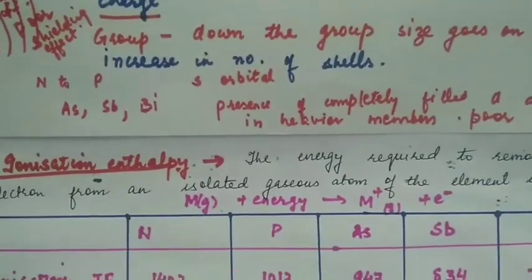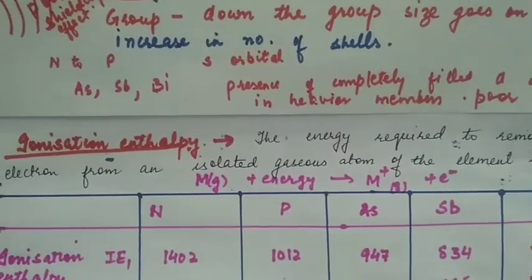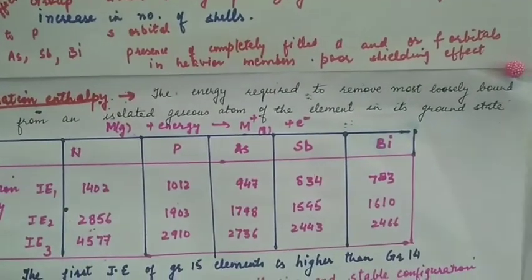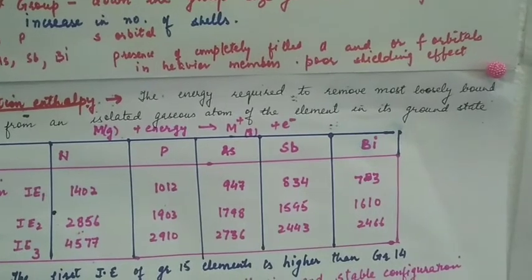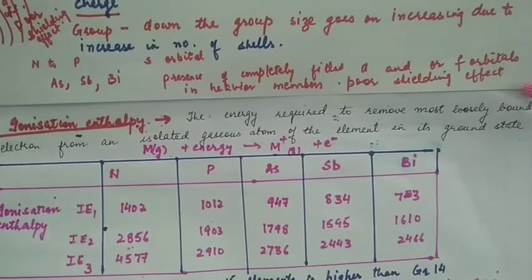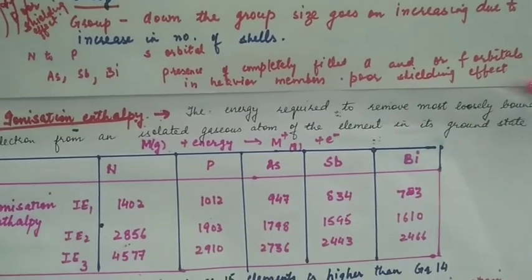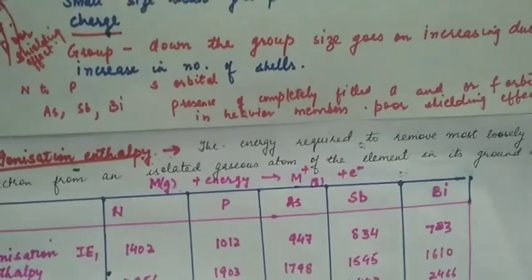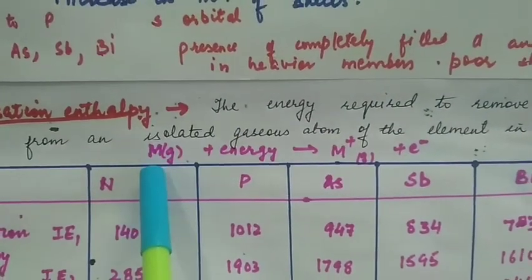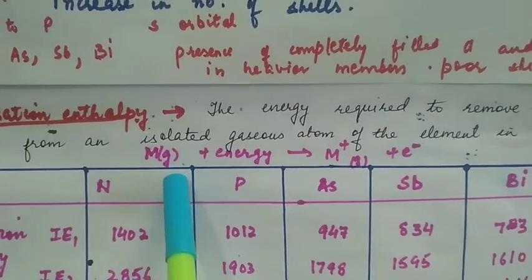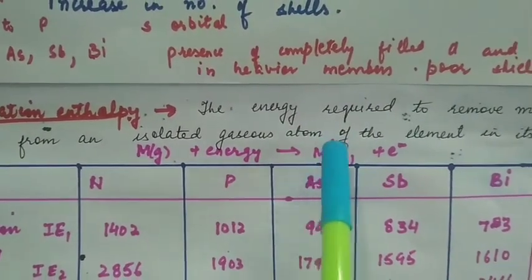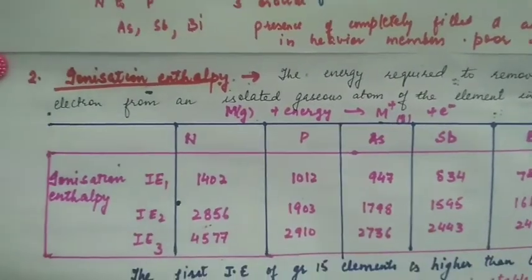Next property is ionization enthalpy. Ionization enthalpy, the energy required to remove the most loosely bound electron from an isolated gaseous atom of the element in its ground state, is called ionization enthalpy. You give energy to the element M, which is in the gaseous state, it loses its electron and comes in the ionic state, M positive, again in the gaseous state.